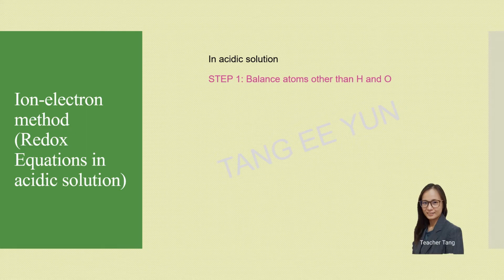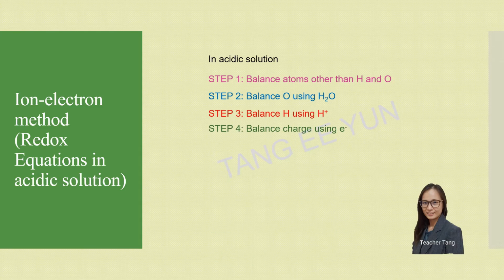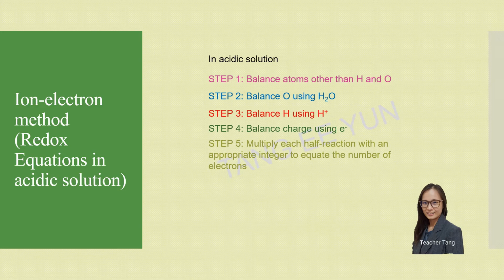The first step will be balancing atoms other than hydrogen and oxygen first. Then we balance the oxygen atoms using water, and in step 3 we balance the hydrogen atoms using hydrogen ions. Then in step 4 we balance the charge using electrons, and in step 5 we multiply each half equation by an appropriate integer to equate the number of electrons.